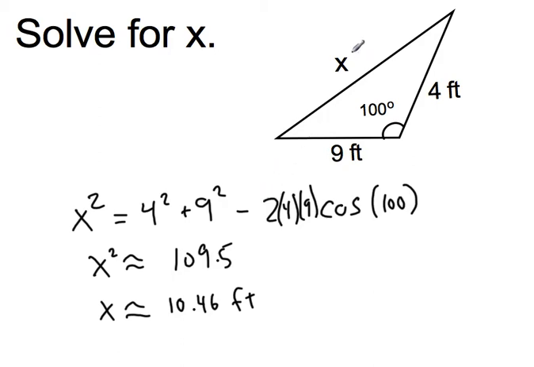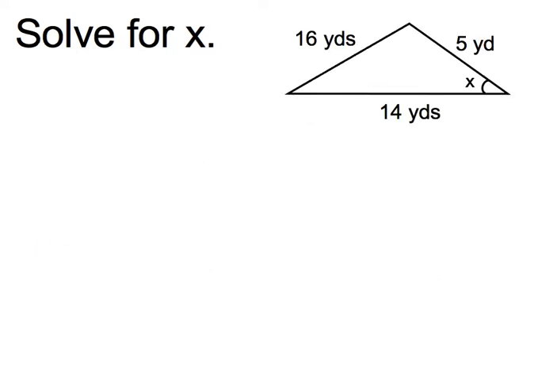Kind of makes sense because it's across from what has to be the biggest angle in the triangle, therefore this has to be the biggest side length, so 10.46 is. And it does adhere to the law that states that the sum of any two side lengths of a triangle has to be bigger than the third. So that works.